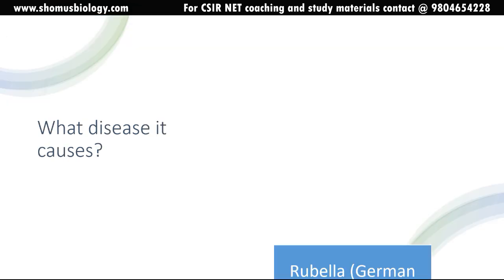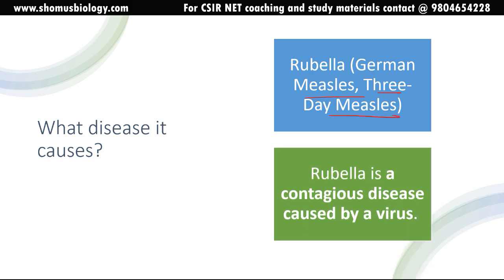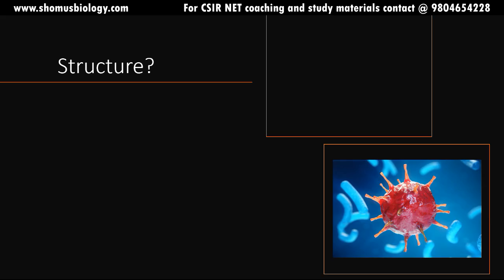So what disease is it? It causes rubella disease. It's also known as German measles or 3-day measles virus. Rubella is a contagious disease caused by this virus. It's contagious because it can be spread from the infected person to others by direct contact or contact with those skin rashes, the secretions from the skin rashes, as well as through air, right, sneezing and coughing.